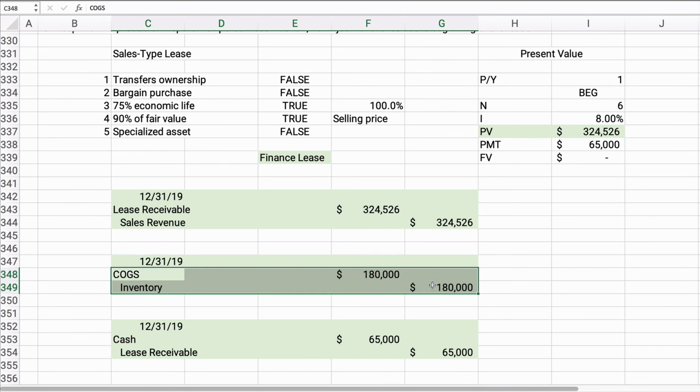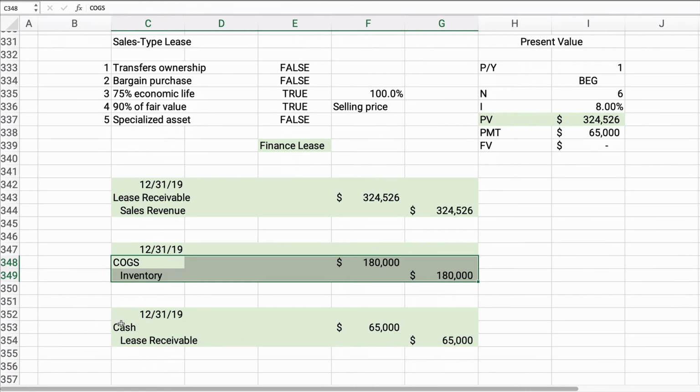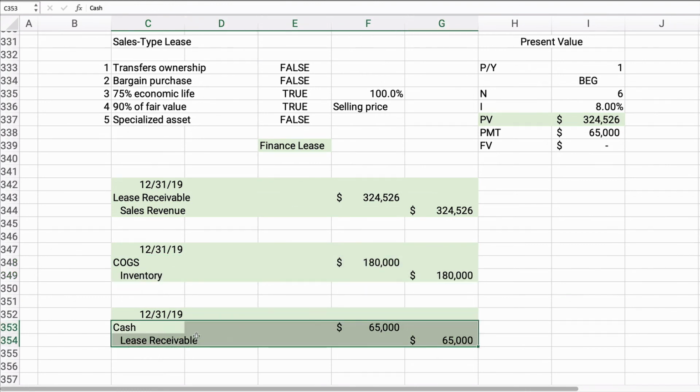Now the book in exercise 10 does this as one entry. I typically don't do this as one entry, so I'll say cost of goods sold and inventory is 180. That's our cost. So we're making it for Cal Newport, which is the lessor in this case. Well, what do we do about the first payment? We debit cash and credit lease receivable for $65,000.